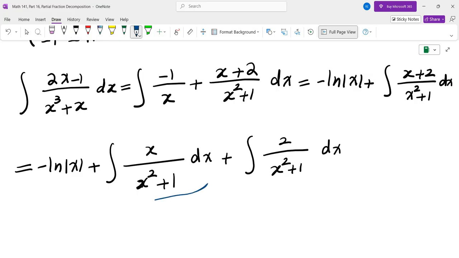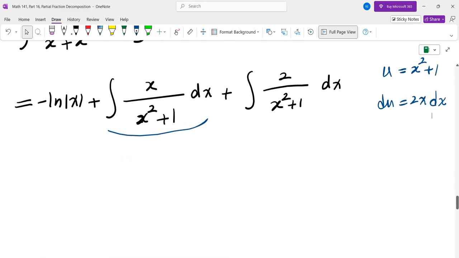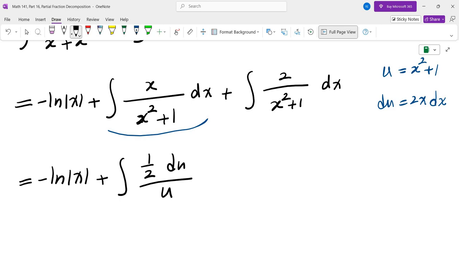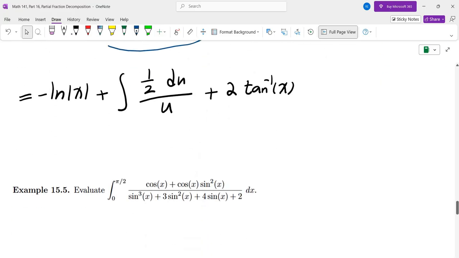For this term, we'll have to use a u substitution. u equals x squared plus 1. du would be 2x dx. We are going to substitute x dx by 1/2 du. We get minus natural log of the absolute value of x plus the integral of 1/2 du over u plus 2 tan inverse of x. That is just directly from the table.